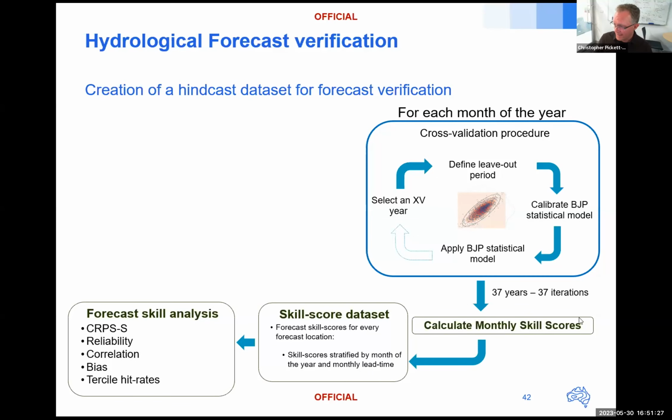So with these 37 retrospective forecasts, we can calculate monthly skill scores. I won't go into the details of what they are, we don't have time. But the skill score is a mathematical metric we can use, and we usually do that for historical climatology in a forecast product. And we can use that to assess our forecast skill. How good is our forecast compared to a benchmark model? So with these skill scores, we generate a skill score data set. And from this data set, we can perform a forecast skill analysis, of which, if you're familiar, CRPS is a forecast skill metric, and reliability. Those are the two main ones we use for this current project.